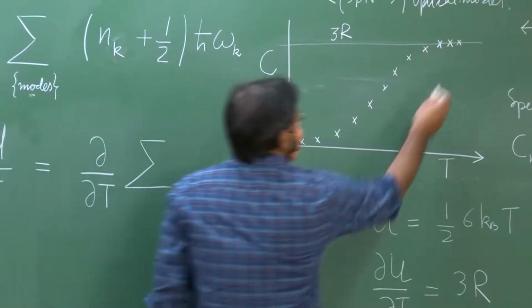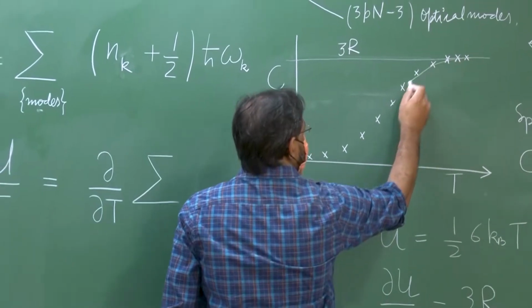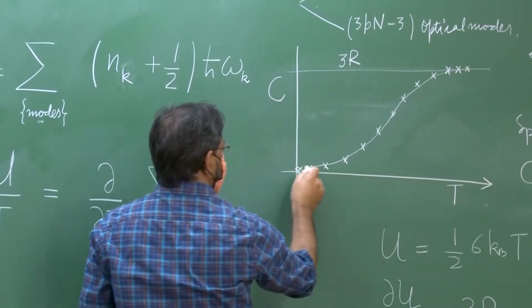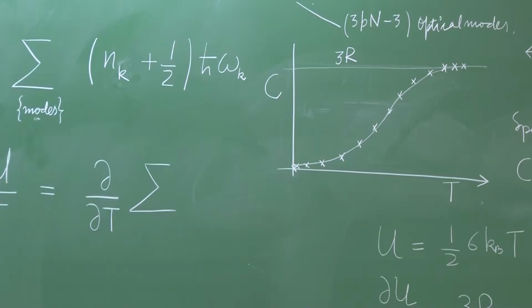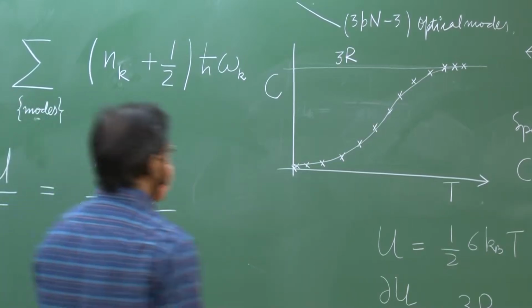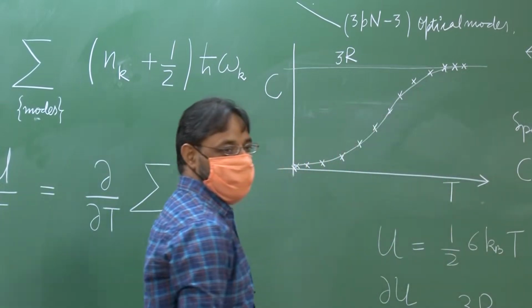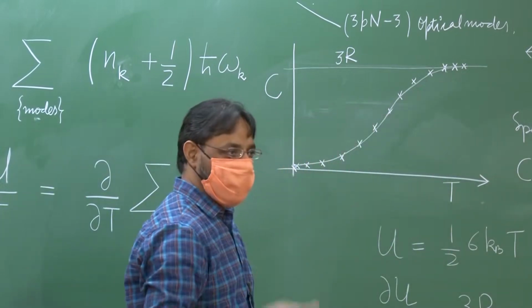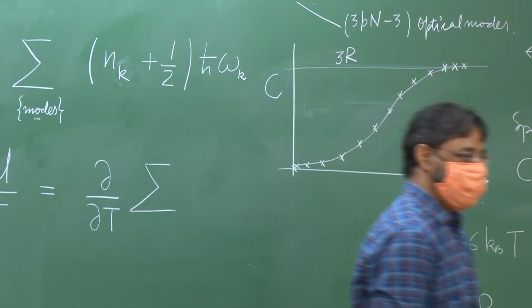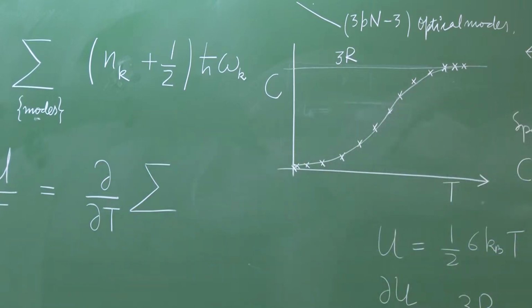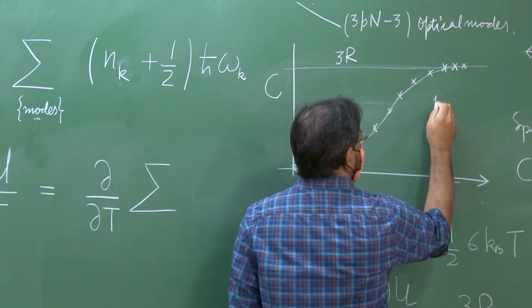So, to explain this behavior of specific heat, we are going to use two models, which you may have already heard about, have come across. The first model is by Einstein, none other than Albert Einstein.